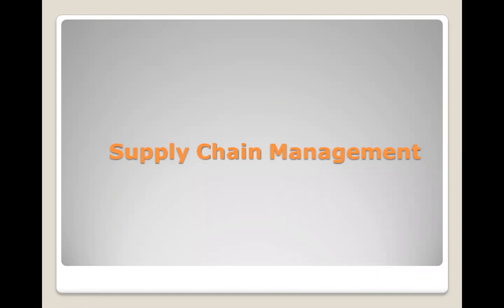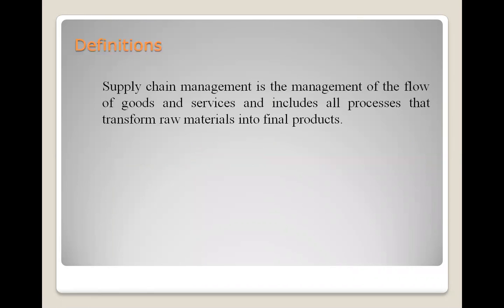Supply chain management definition. Supply chain management is the management of the flow of goods and services and includes all processes that transform raw material into final product. It involves the active streamlining of business supply side activities to maximize customer value and gain a competitive advantage in the marketplace.